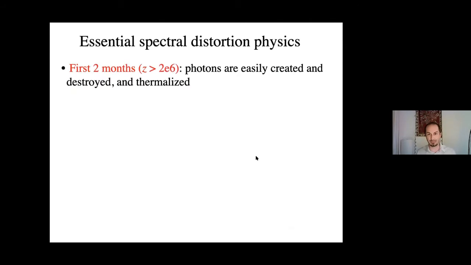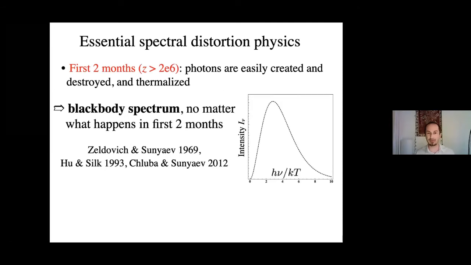Okay, so the few things you need to know about spectral distortions. In the first 2 months of the universe, which corresponds to redshift greater than about 2 million, temperature greater than about a kilo electron volt, photons are very easily created, destroyed and thermalized due to Bremsstrahlung and double Compton processes. As a consequence, no matter what happens in the first 2 months, you can dump a lot of energy in the early universe, or extract a lot of energy from the early universe, and the photons will thermalize and reach a perfect black body spectrum.